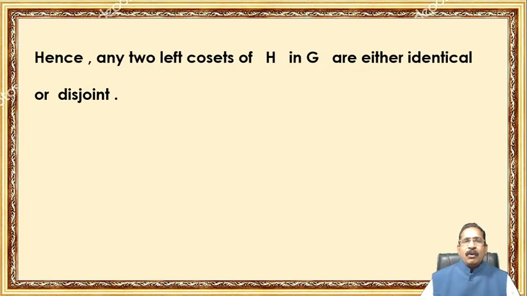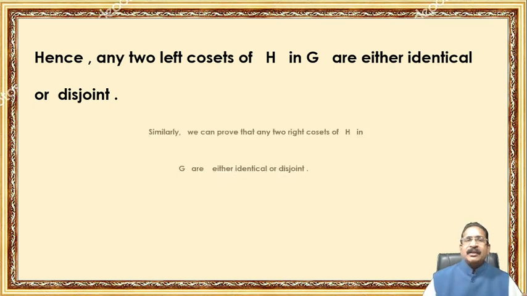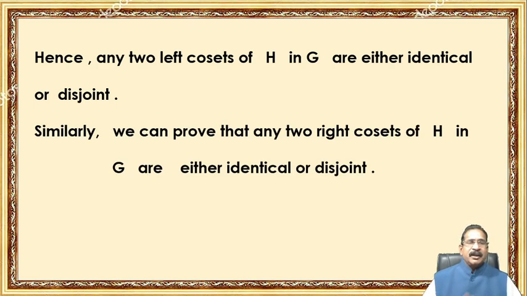So initially, what are we taking? The left cosets are disjoint. If they are disjoint, we have nothing to prove. If they are not disjoint, then we proved these two are equal. Therefore, any two left cosets of H in G are either identical or disjoint. Similarly, we can prove that any two right cosets of H in G are either identical or disjoint.